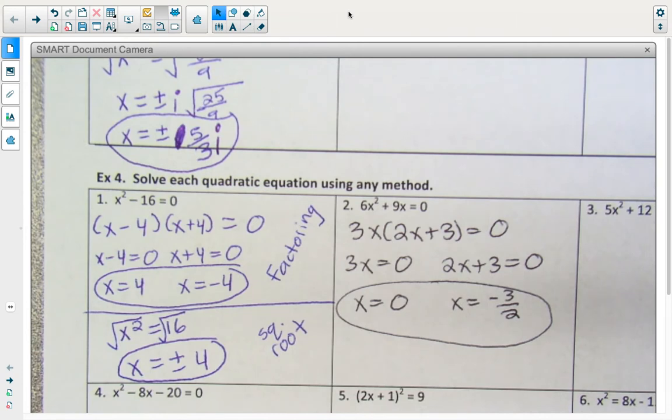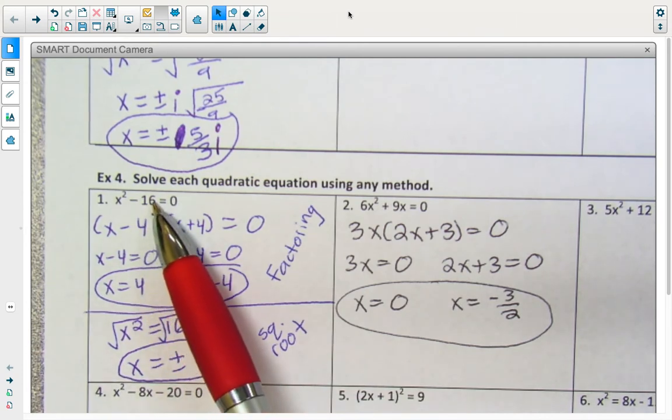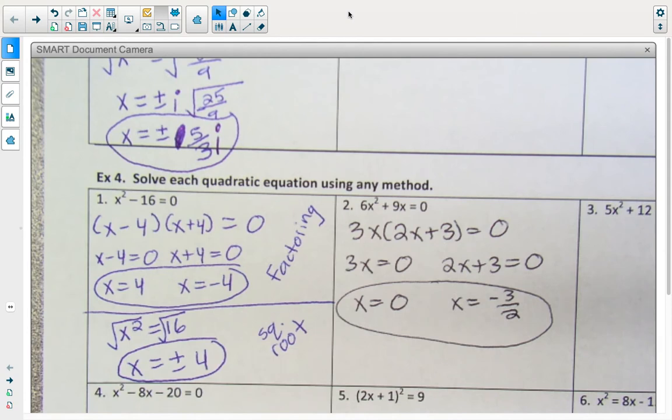Now, for this particular problem, personally, if I saw this problem, I see that this is a perfect square number, so I probably would try to take the square root of both sides because I know that it's a perfect square number. It'll work out pretty.